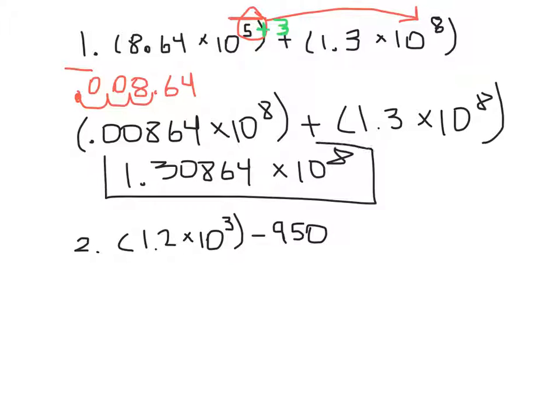And we can leave it as that because our first number, 1.30864, is just a little bit, it's a hair above 1, but it's still larger than 1.